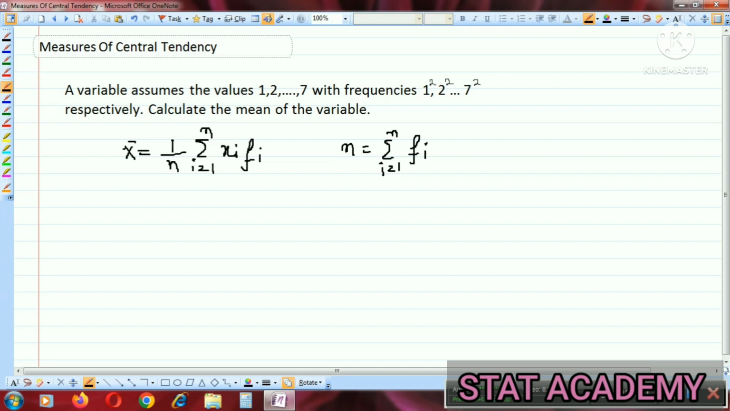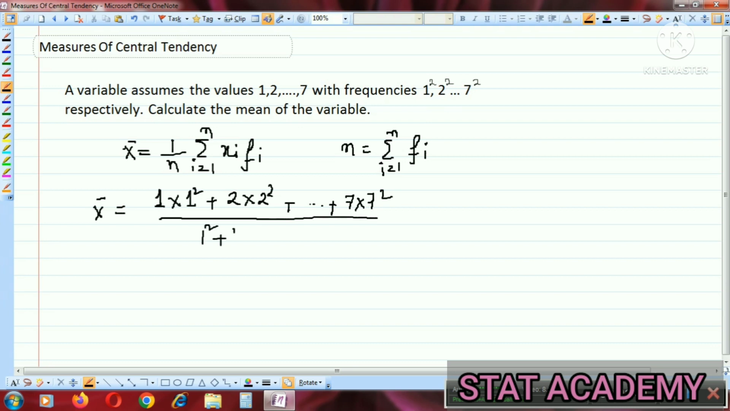We have said that a variable assumes the values 1 to 7 with frequencies 1 square, 2 square up to 7 square. If we write this problem as x bar equals the sum of all values with their corresponding frequencies, then we have 1 into its frequency 1 square plus 2 into its frequency 2 square. In this way we proceed up to the seventh term, 7 into 7 square, divided by the total number of frequencies, that means 1 square plus 2 square plus and so on up to 7 square.